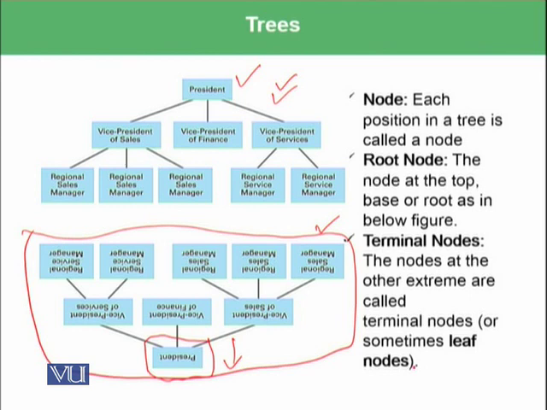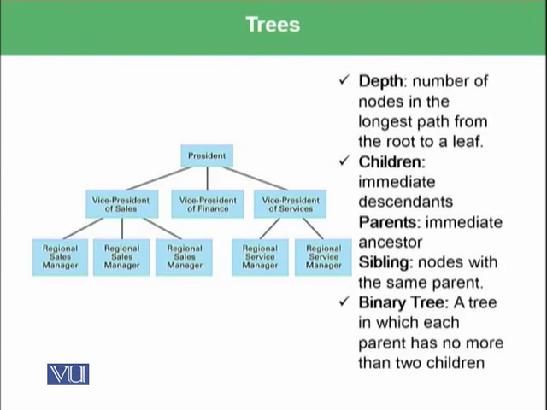And then there are terminal nodes. The nodes at the other extreme are called terminal nodes, or sometimes leaf nodes. For example, in this tree, these are the leaf nodes which I have picked. Then there is another concept known as depth. The number of nodes in the longest path from the root to a leaf is called the depth. You can also say the number of layers available in the tree is the depth. So 1, 2, 3.